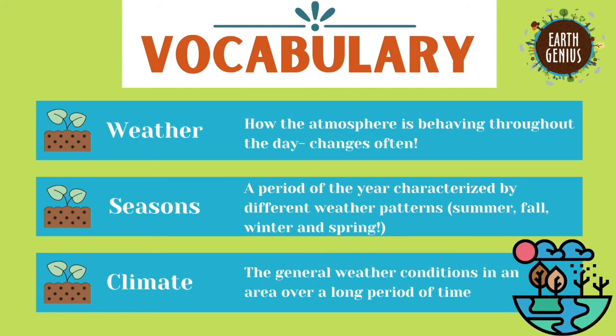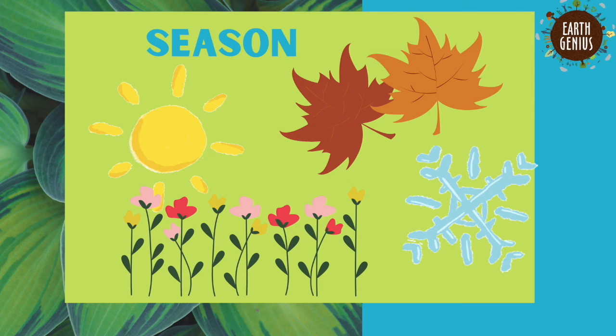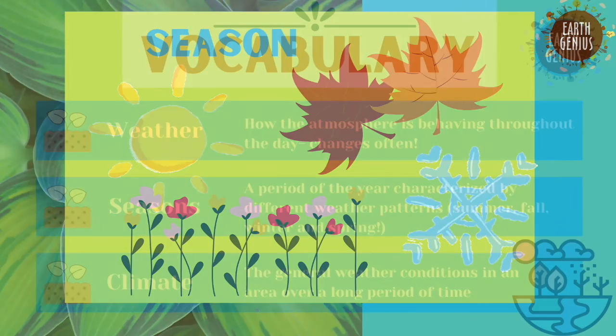A season is a period of the year characterized by different weather patterns. So for example, in summer, it's sunny a lot, and in winter, our weather includes a lot more rain.